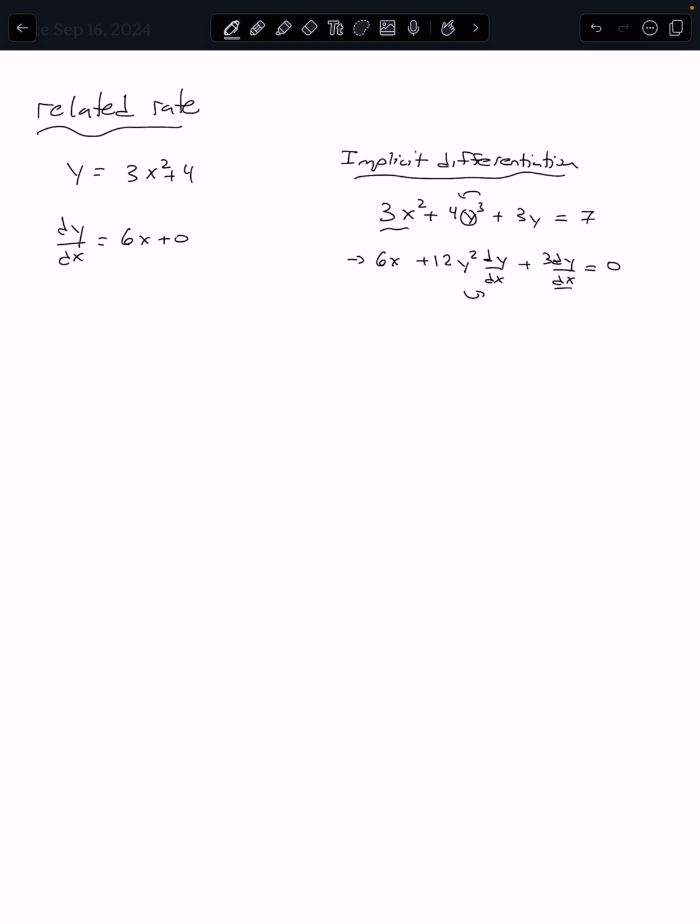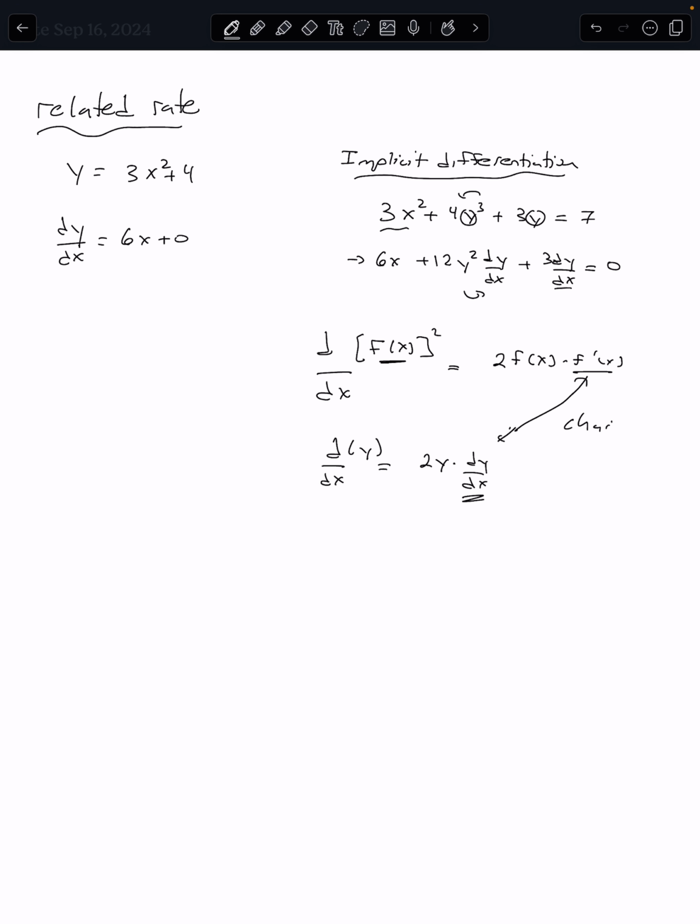These dy dx are just our chain rule. And where it kind of comes from is if I have something like, let's say, I wanted the derivative of f of x squared. And if I want to take the derivative of this with respect to x, we would get the chain rule: 2 f of x times the derivative of the inside, f prime of x. And of course, if we just change that f of x to y, we get 2y times dy dx. And so we can kind of see where this f prime of x, this derivative here, comes from our chain rule.